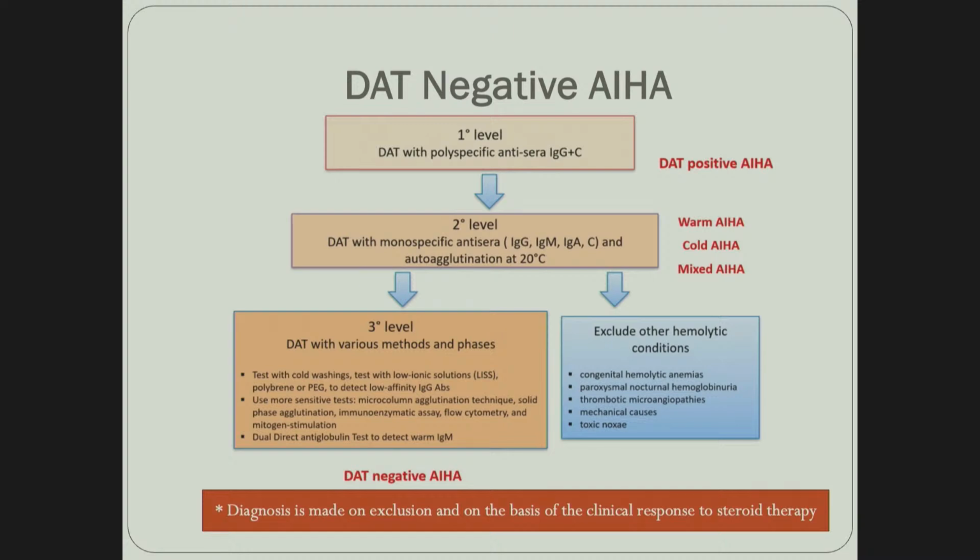There is one more entity called DAT negative AIHA. Your first polyspecific DAT will give you a clue regarding autoimmune hemolytic anemia, and monospecific DAT gives clues regarding warm, cold, and mixed type. In some cases it can't be ruled out, but you have to add some additional methods, like testing with cold washings and using ionic solutions, or using more sensitive methods. I'll be telling you regarding that in the next slide. You can also do a dual direct antiglobulin test to detect warm IgM. The diagnosis is made based on the exclusion of other hemolytic conditions. Once these are ruled out and there is a response to steroid therapy, it is labeled as DAT negative autoimmune hemolytic anemia.